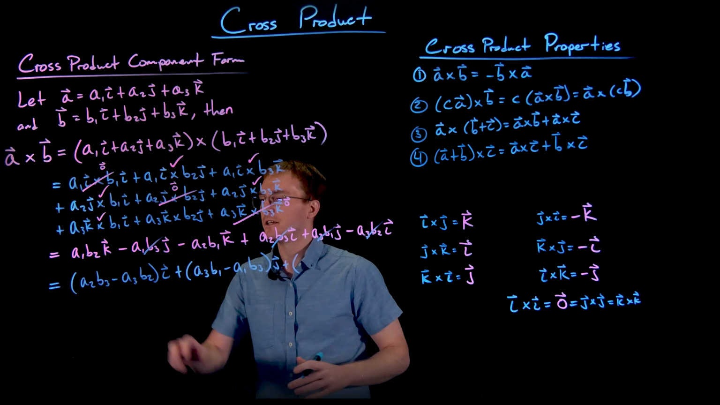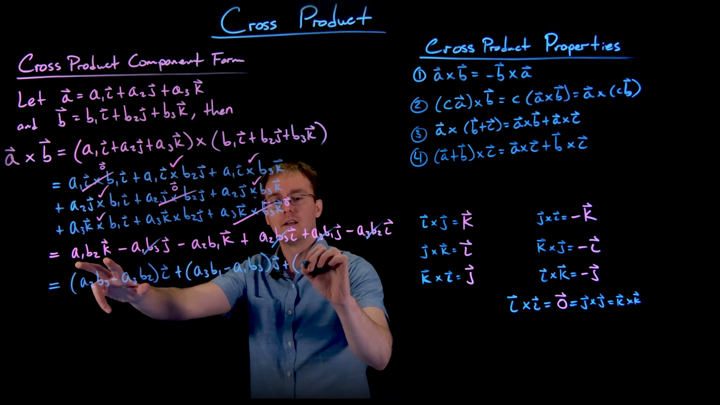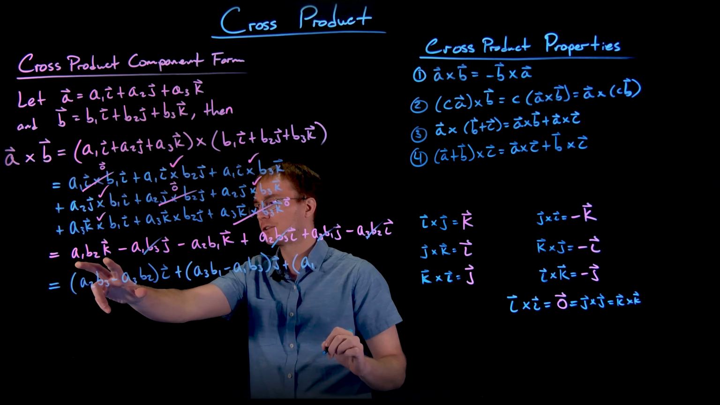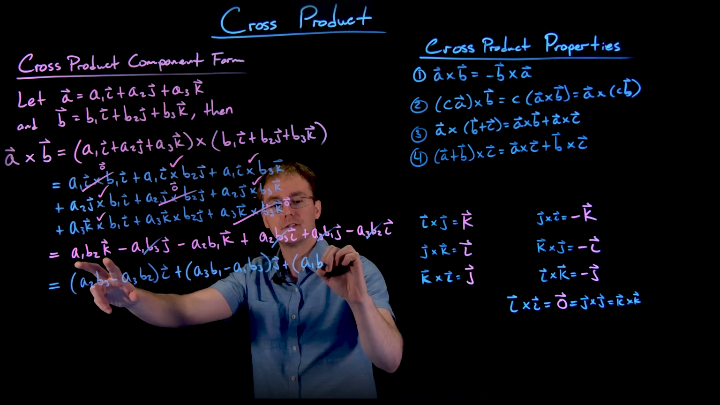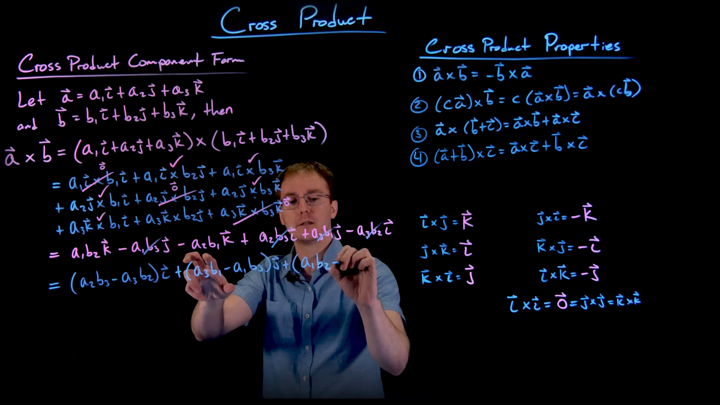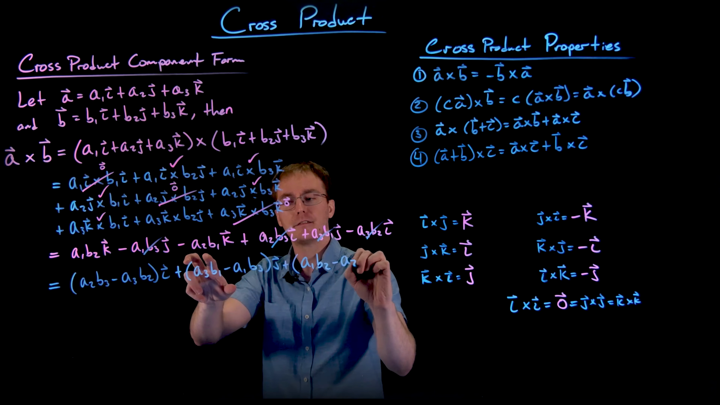And now to totally finish it off, we just need our k components. The first term in our k components coefficient is going to be a1b2, and our second term is going to be negative a2b1. So now we have the cross product formula using the components of our two starting vectors.